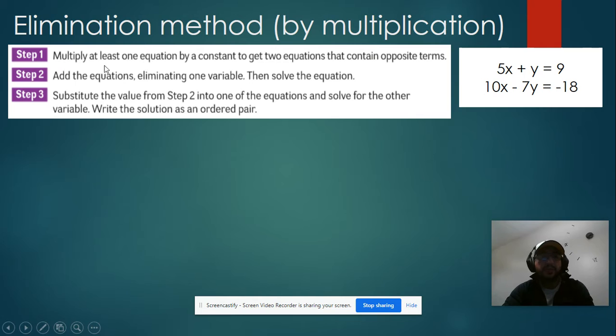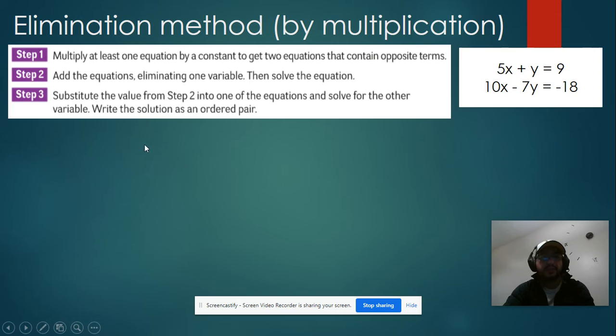Step number one, first we need to multiply at least one equation of the system by a constant, which is a number, in order to get opposite terms or opposite coefficients, at least one, so we can eliminate one variable. That's my goal. Step number two, add the equations, eliminate one variable, then solve the equation.